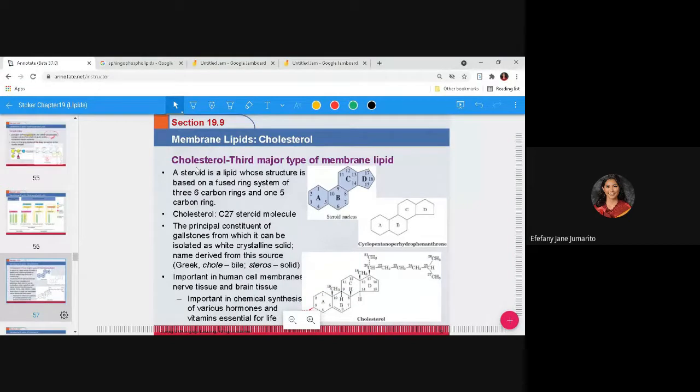So, what's the first membrane lipid? Phospholipids are first, then sphingoglycolipids, then cholesterol as the third. Glycolipid, sphingoglycolipid, comes from sphingolipid. So first is phospholipid, then sphingolipid, then we have cholesterol.